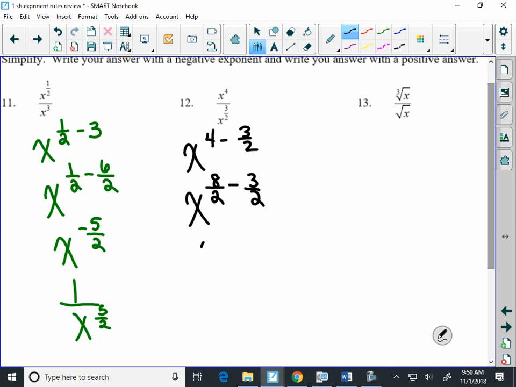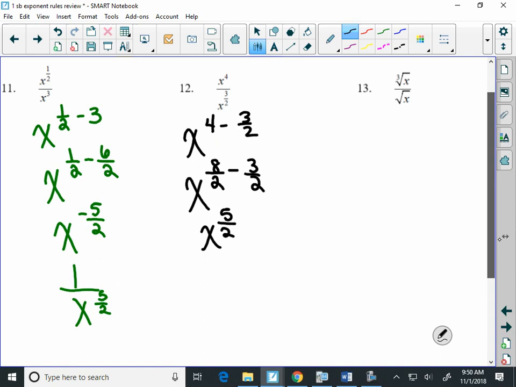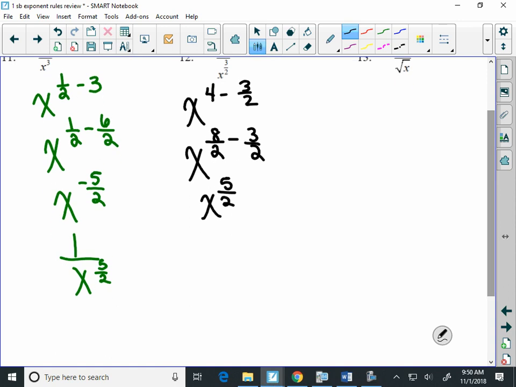because when we add or subtract fractions, we need to find a common denominator. So we end up with x. 8 minus 3 is 5/2. Just coincidence that we ended up with the same exponent there with the 5/2. But there's a positive exponent. How can we write it with a negative? Well, we can still flip and change the sign on the exponent.